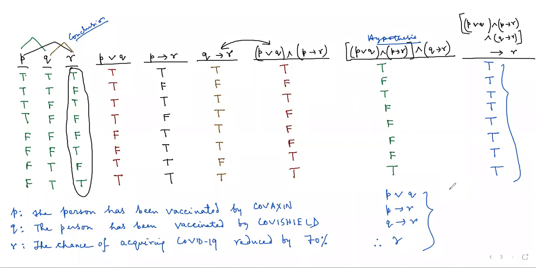What sort of dilemma are we having? The scientists are saying that if you get vaccinated by Covaxin, then your chance of acquiring the disease is reduced by 70%. If you get Covishield, then also your chance is reduced. Or people are saying that if you get Covaxin, your chance is reduced by 80%. If you get Covishield, your chance is reduced by 70%. Now if I want to reduce my chance of acquiring the disease, shall I go for Covishield or shall I go for Covaxin? We people have to decide it by ourselves. That is the dilemma which is in front of us.